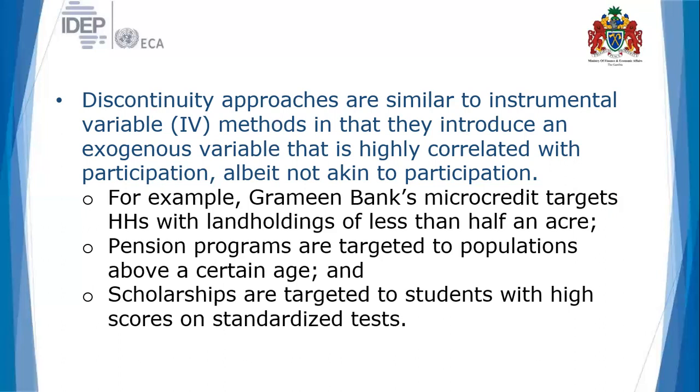Another example, scholarships are targeted to students with high scores on standardized tests. So a high score can be maybe 80%. Those below 80% may not be eligible. Those scoring above 80% would be eligible to receive a scholarship. So the 80% score becomes a cutoff point, a threshold, but it is not itself part of the program activity. Those above will then receive the scholarship, which is the program intervention.